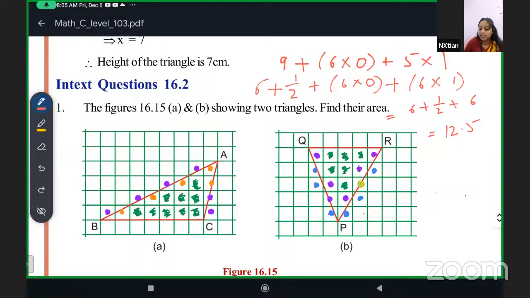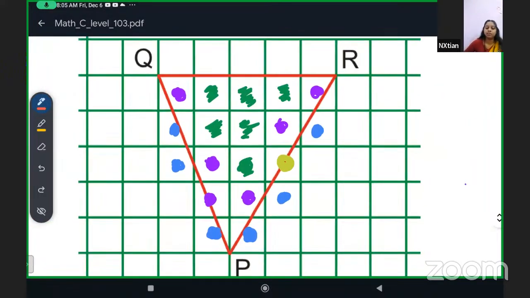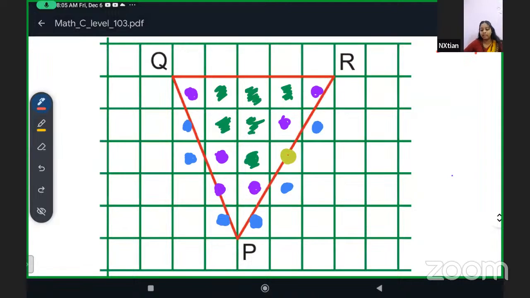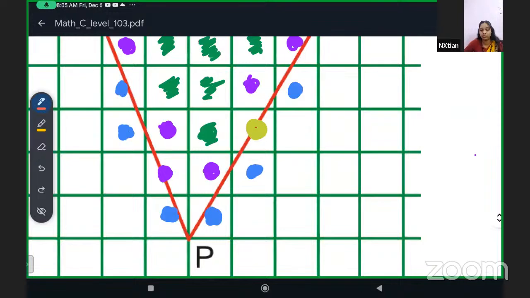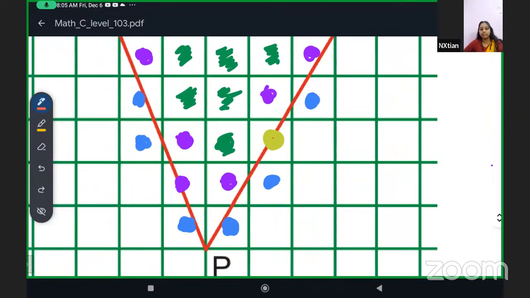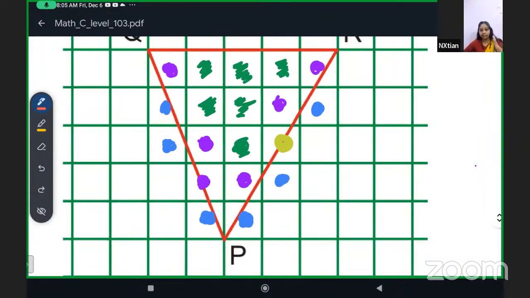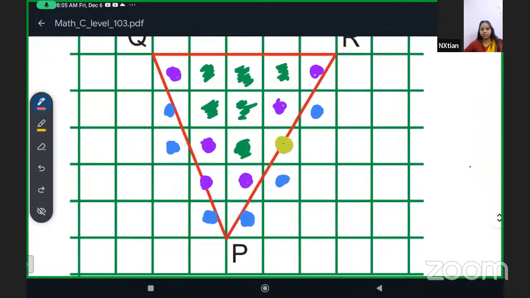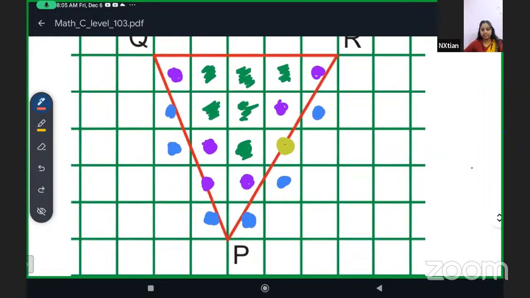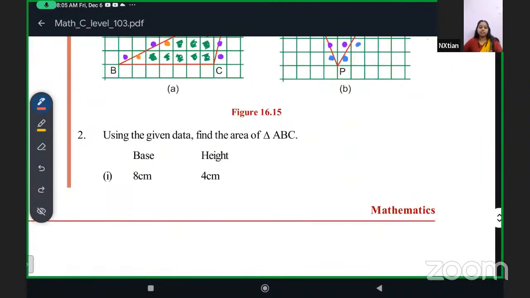How did it become 12 and a half? Can you see this light green dot? That block, that box is divided in half. If you see closely, those blocks which are exactly in half, we will take them as half. Not 1 or 0, but we take them as half. All right.